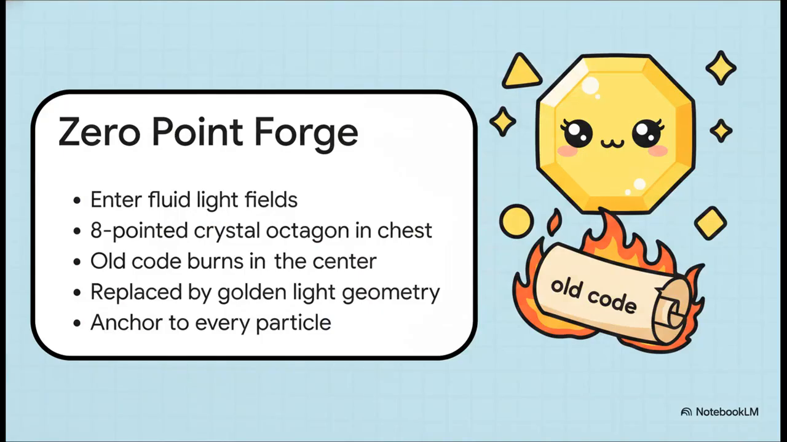Okay, step 3 is visualization, specifically called the 0 point forge. The instructions are to visualize the solid world completely dissolving into these fluid fields of light. Inside your chest, you picture an 8-pointed crystal structure, an octagon, where each point is a different attribute and frequency. You're instructed to mentally take an old piece of code, maybe a rule of scarcity or illness, watch it collapse and burn right in the center of that octagon, and then see it replaced by a new geometry of golden light anchoring to every single particle of your body.